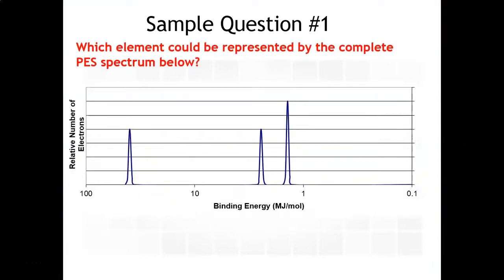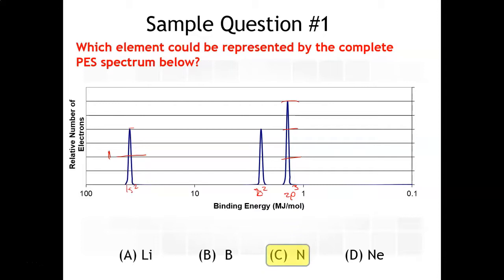All right, so let's try some more sample questions. Which element could be represented by the complete PES spectrum? You notice that they got cute in this? This is only 2 electrons, right? So guess what? This represents 1 electron. Every 2 lines is 1 electron. That's why it's important you reference that first peak, to see what each electron is equivalent to. So this is also 2 electrons, so it's going to be 2s2, and then this is going to be 2p, 1, 2, 3. So which one of these does that match up with? Nitrogen.